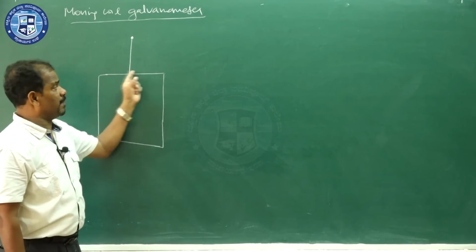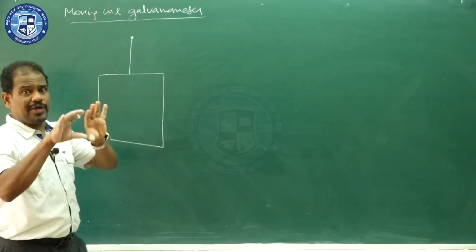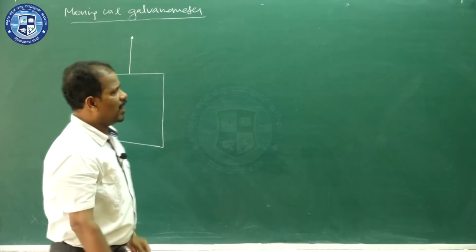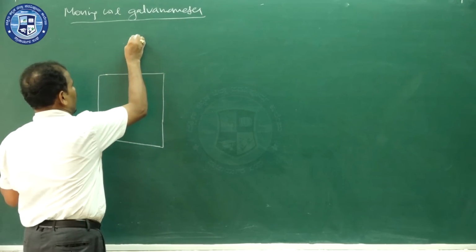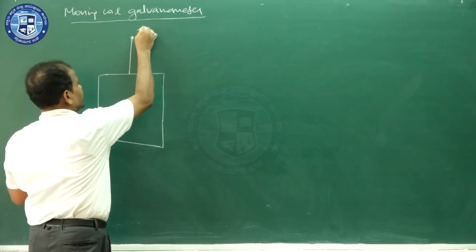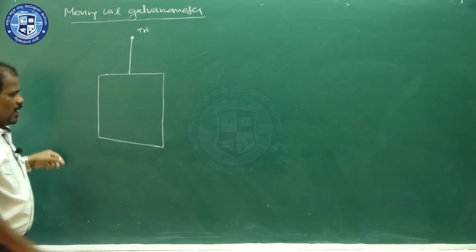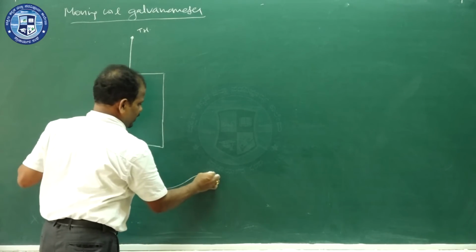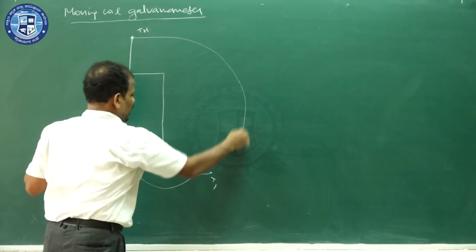which has got many turns of copper wire wound on an insulated frame. The frame should be an insulator for that. And this is suspended by means of a phosphor bronze wire, and it is fixed here. You call it a torsion head. The other end of the coil is connected to terminal T1. The torsion head is connected to terminal T2.